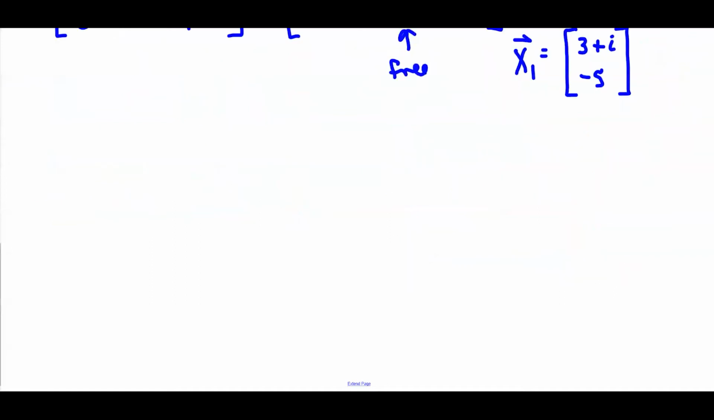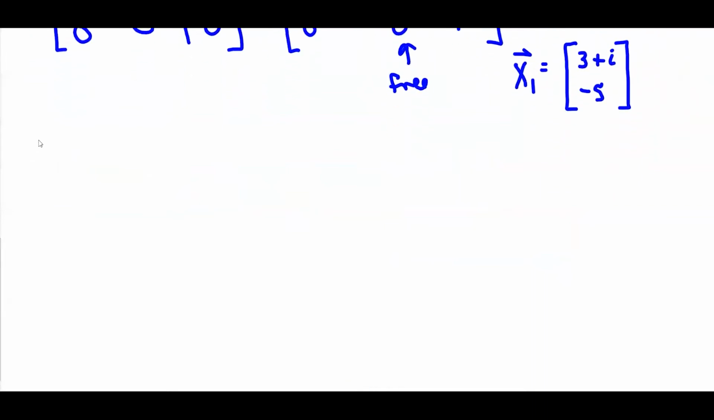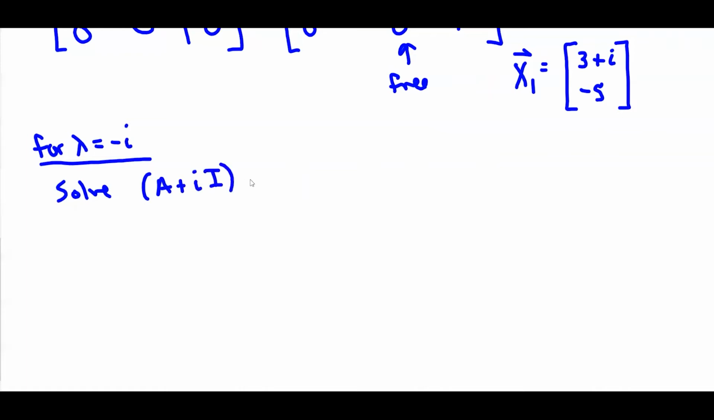So let's find the second eigenvector. It's going to be very similar, right? We're going to say for lambda equals -i, now we're going to solve A plus i times I. Again, sorry about the double i's there. And we're going to solve for vector x2, our second eigenvector. So instead of subtracting i, we're going to subtract -i, which is going to be the same as adding plus i.